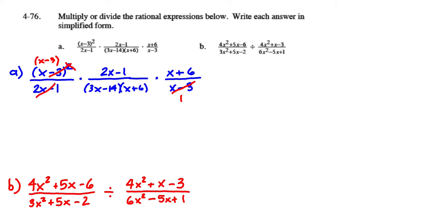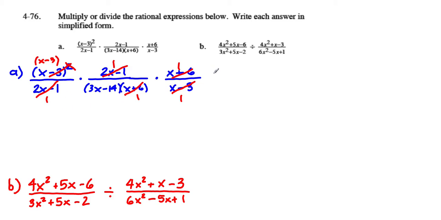Second one, we have 2x minus 1 and you have a 2x minus 1. Those are common factors, one in the numerator, one in the denominator. Remember, in order to reduce these or to come up with the values of 1, one of them has to be in the top, one of them has to be in the bottom. The last one here, we've got x plus 6 and x plus 6.